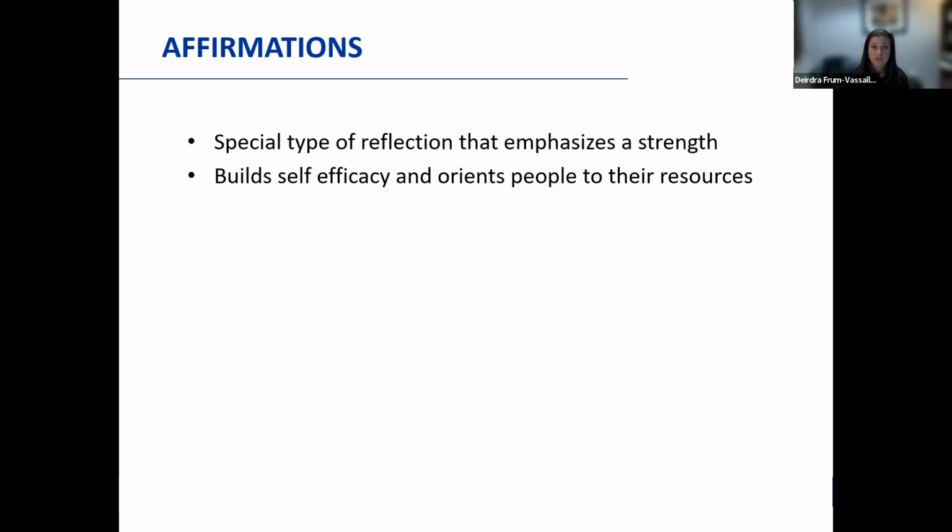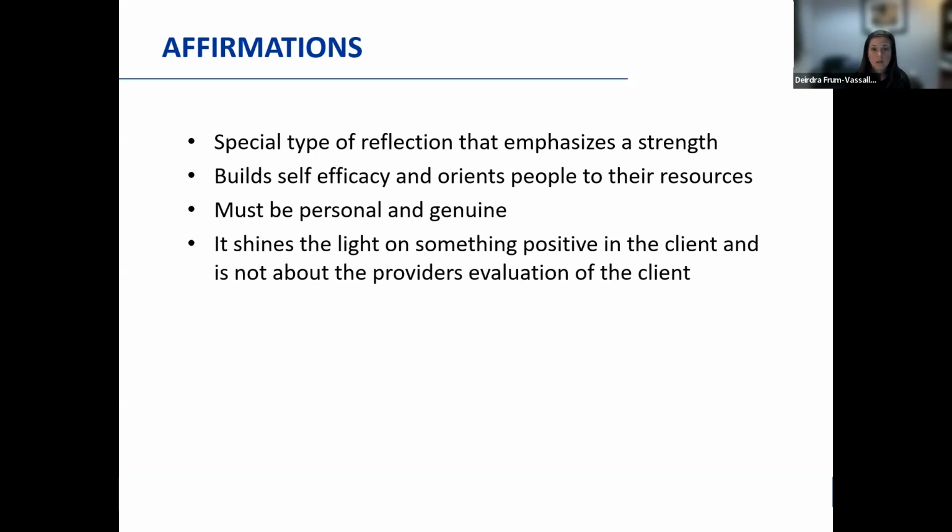Now let's talk a little bit about affirmation. As I mentioned before, it's a special type of reflection that emphasizes a strength. We are trying to build the patient's self-efficacy and orient them to their own internal resources. These statements must be personal and genuine. So it's not about what you think, what I think, but something that we see in the patient. It's really shining this light on something positive in the client and not about our evaluation of the client. Therefore, these are often you statements, not I statements.